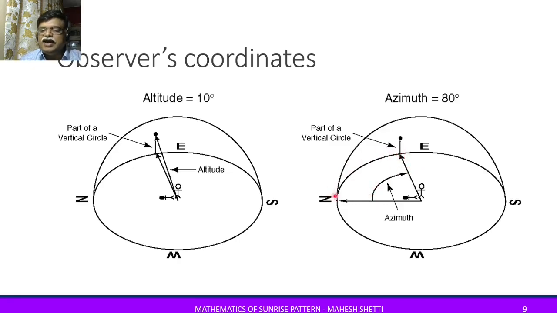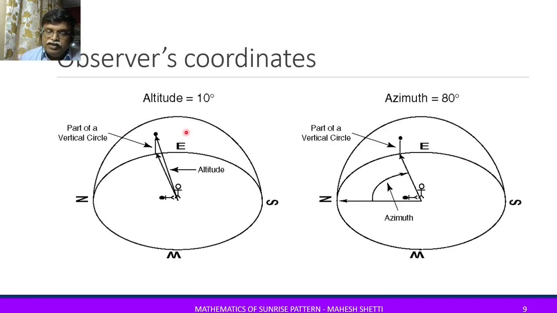So, if the object is exactly in the north direction, the azimuth is going to be 0. If the object is exactly at east, the azimuth is going to be 90 degrees. If the object is exactly at the south, the azimuth will be 180 degrees, and if the object is exactly in the west direction, then the azimuth is going to be 270 degrees, and so on. So, we are going to see what the azimuth of the sun at sunrise is over the entire year, and we expect that it is going to be sometimes less than 90 degrees when the sun rises north of east, and sometimes more than 90 degrees when the sun rises south of east.